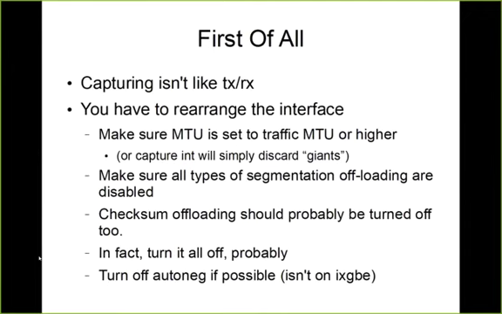If you're not a packet captury person, I'll tell you, you have to rearrange the interface. Make sure MTU is set to traffic MTU or higher. You might as well just set it to the max MTU for the device. If you don't, the capture interface will discard what it sees as giants. So if your interface comes up at 1500 bytes MTU and you've got a 9000 byte MTU link that you're looking at, you won't see very much.